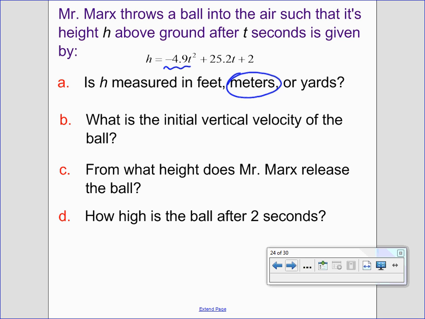The initial vertical velocity, v naught, we also get for free. Because of its placement in the equation, I know that's the coefficient for my linear term, my t term. So guess what? We don't have to do any calculations for that. My initial vertical velocity v sub 0 is 25.2, but I do need the correct label. So think about what label for velocity would be. That would be distance over time, in this case meters per second.